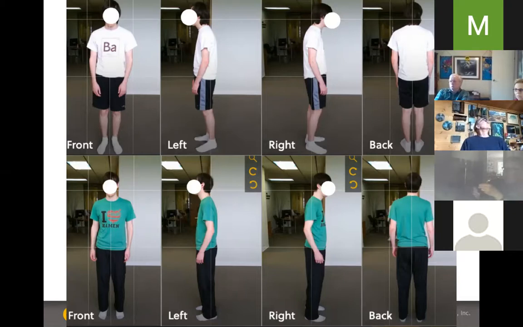Shoulders look way better. Head's obviously closer to the line. So now I will say, since he's relatively young, these changes happen pretty quick. They can happen quickly for everybody, but it's just easier when you're young because you don't have as many years of bad habits to undo, right? So he was able to make these changes in a matter of weeks.